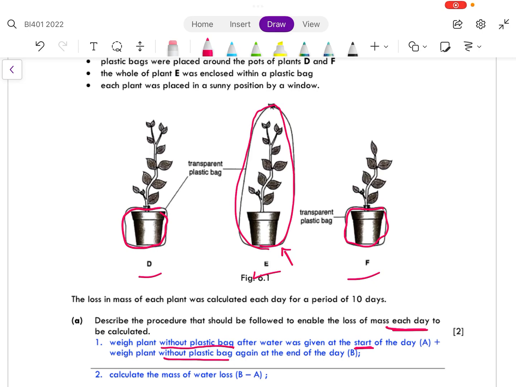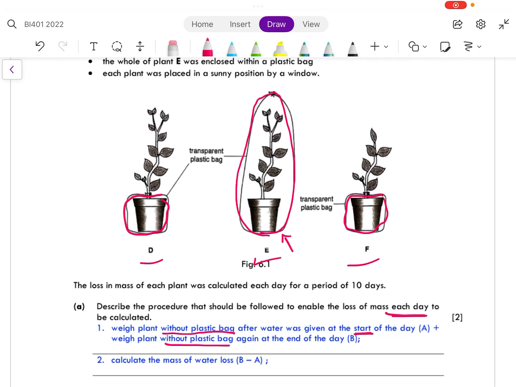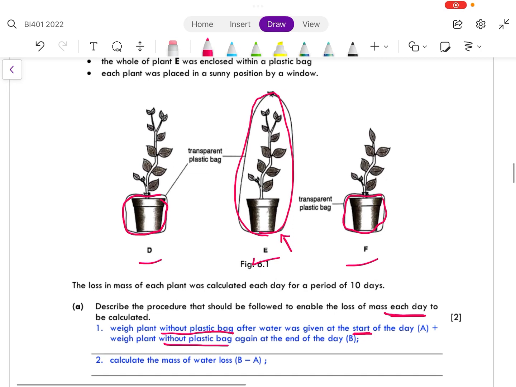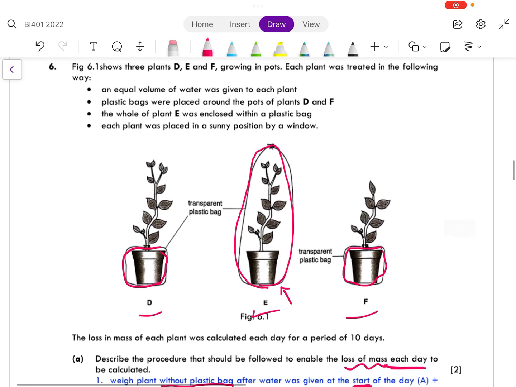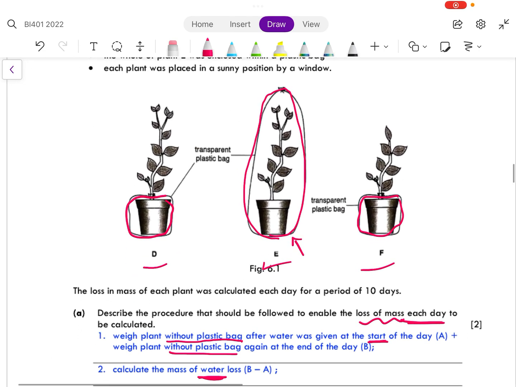Okay, so in order for you to calculate the loss of mass each day, you take B minus A. Then you can find out the loss of mass. And this loss of mass, actually, that mass that is lost is water being lost. That's the real thing that's being lost from the plant.